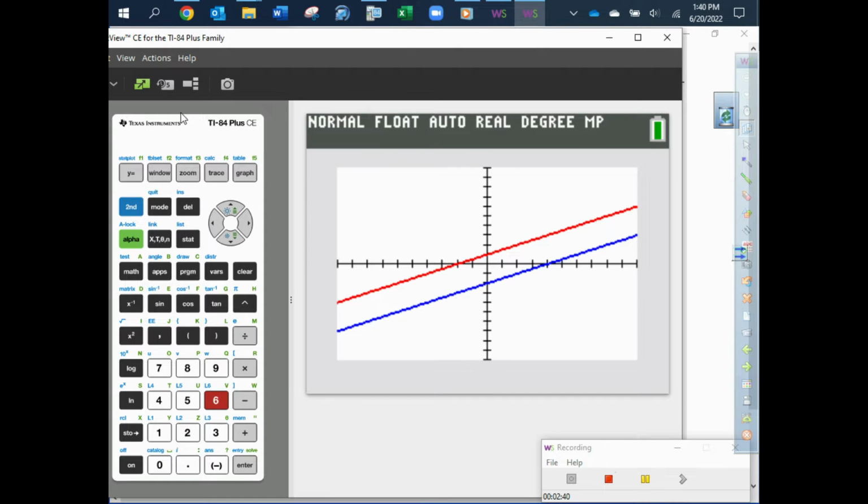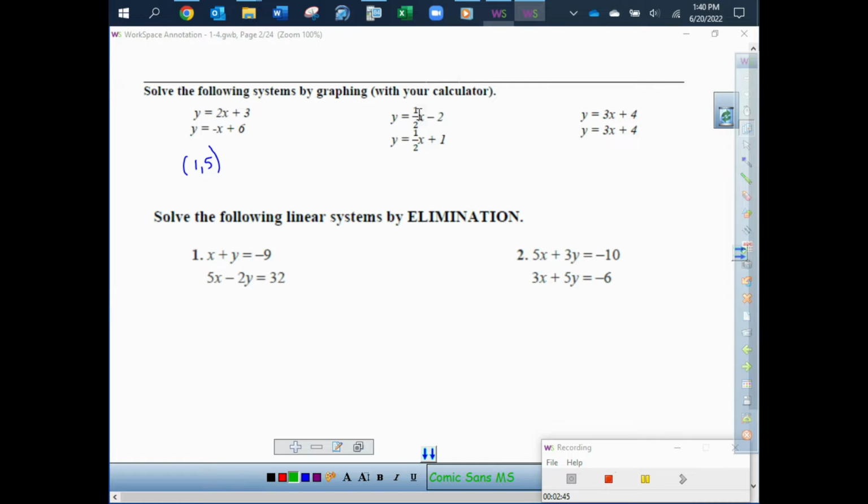Doesn't look like those guys intersect, which I hope you knew already since these are both in slope-intercept form. Don't they have the same slope? So those are parallel lines, and they have different y-intercepts, so they are not right on top of each other. So we'll say that's no solution. A solution to a system is where the lines intersect. These don't intersect, and it's because they're parallel lines.